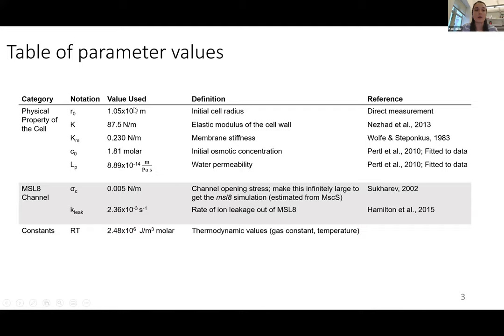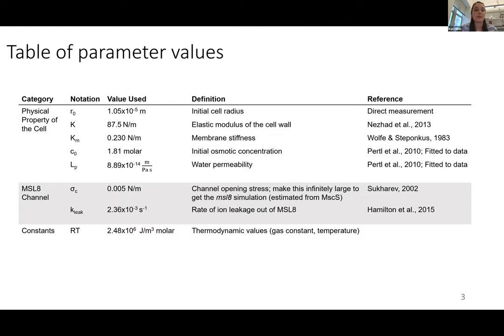So we have the size of the cell, the cell radius, the cell wall stiffness, and the membrane stiffness. And here you can see how much larger the cell wall stiffness is compared to the membrane. We also have things like the osmotic concentration and water permeability. These are two values that later we had to fit to the data. We'll get to that in a minute.